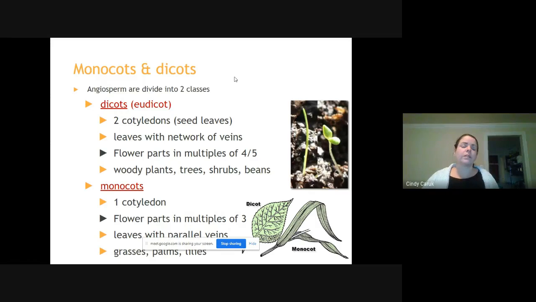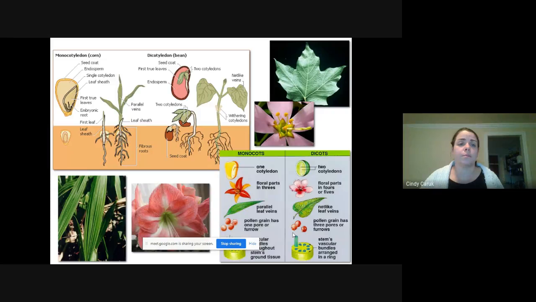After we get to the division of angiosperms, we divide them further into two other groups, the dicots and the monocots. So dicots have two seed leaves or cotyledons. The leaves are in a network of veins, like you see here. They kind of branch out. Flower parts are always in multiples of 4 or 5. They tend to be your woody plants, your trees, your shrubs, your beans. Monocots have one cotyledon. Their flower parts are multiples of 3, and they have those parallel veins. So grasses, palms, lilies, corn, those are all monocots.